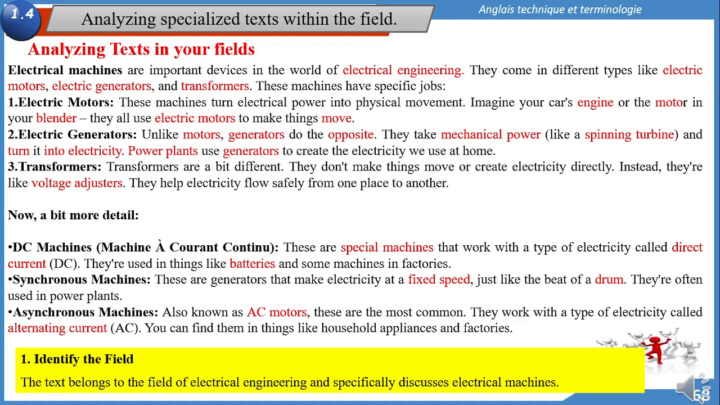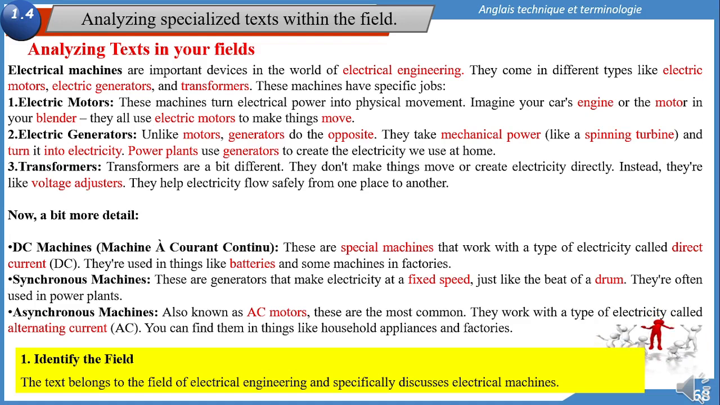Now, a bit more detail. DC machines, machine à courant continu. These are special machines that work with a type of electricity called direct current, DC. They're used in things like batteries and some machines in factories. Synchronous machines. These are generators that make electricity at a fixed speed, just like the beat of a drum. They're often used in power plants. Asynchronous machines. Also known as AC motors, these are the most common. They work with a type of electricity called alternating current, AC. You can find them in things like household appliances and factories.